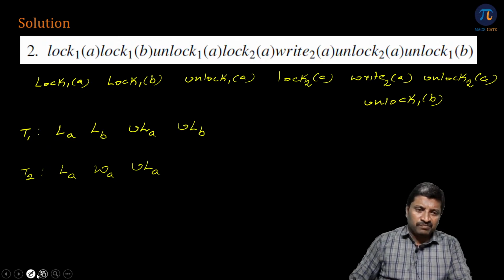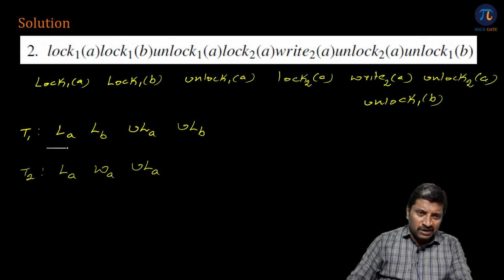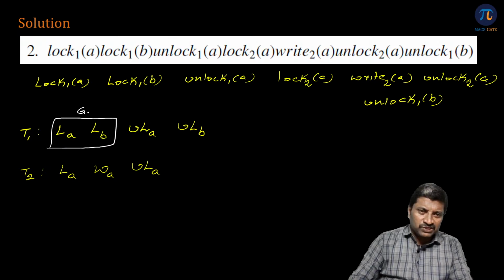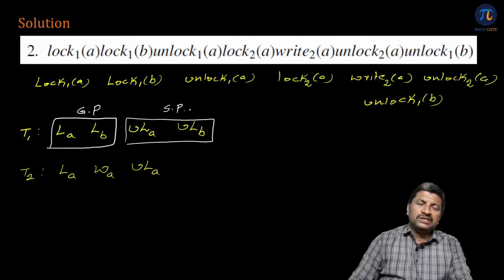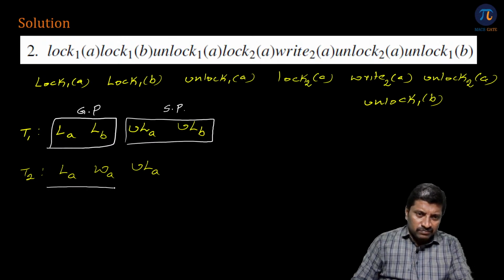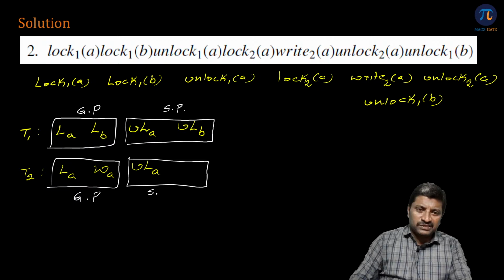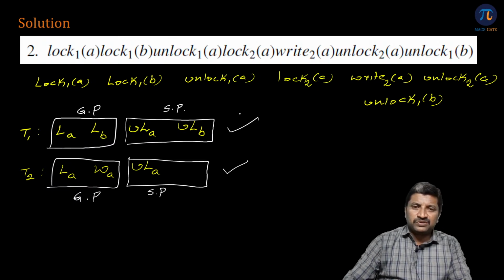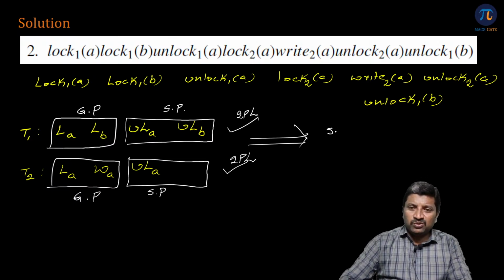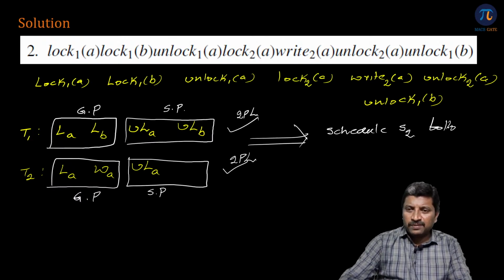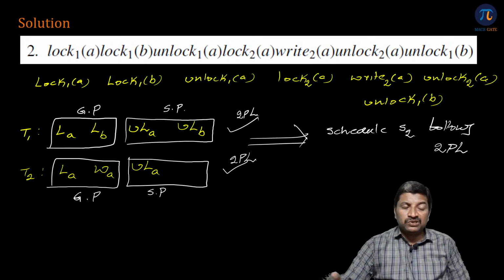Now what are the growing phases or shrinking phases, sir? Lock, lock, lock, lock. Yes, fine. If I assume this is growing phase, then it should be shrinking phase. No issue. Growing phase has only requests for locks. Shrinking phase has only releasing locks. Once he starts releasing, that is shrinking phase. So both are following two-phase locking protocol. The first transaction follows 2PL, the second transaction follows 2PL. So that's why schedule S2 follows 2PL. Even if one transaction fails 2PL, the entire schedule is not following 2PL.